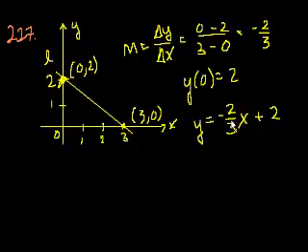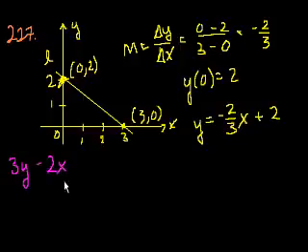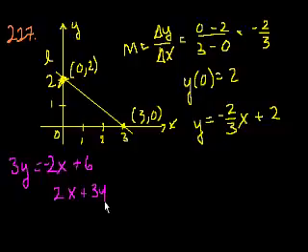Let's get rid of this 3 in the denominator. So let's multiply both sides of this equation by 3. You get 3y is equal to minus 2x plus 6. I just multiplied everything by 3. 3y is equal to minus 2x plus 6. Now let's add 2x to both sides, and you get 2x plus 3y is equal to 6, which is choice B.